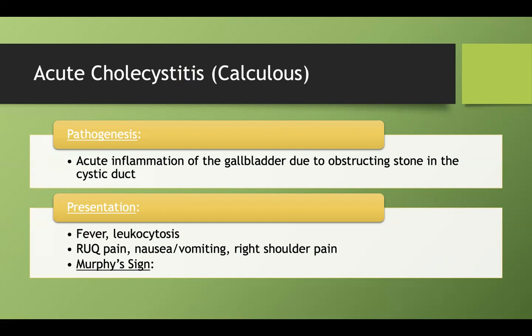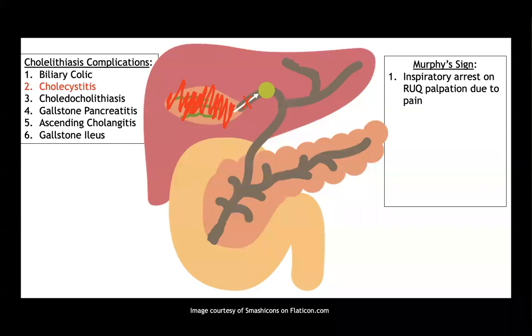They also like to test on Murphy's sign, which is a physical exam maneuver that we can do. That is where you'll have somebody take a deep breath while you're palpating their right upper quadrant, and they'll quit breathing deeply for a moment because of the pain. So let me show you what that looks like.